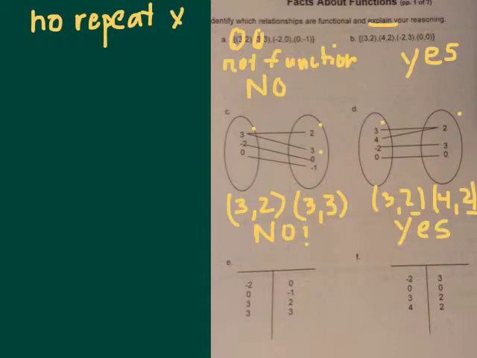Now let's go to our t-chart or our in and out chart on E. On E, we have negative 2, 0, 0, negative 1, 3, 2, 3, 3. Whoa, there's two 3's over here, so that's a big no. Let's look at F. F is negative 2, 3, 0, 0, 3, 2, 4, 2. That one's a yes. It is a function.